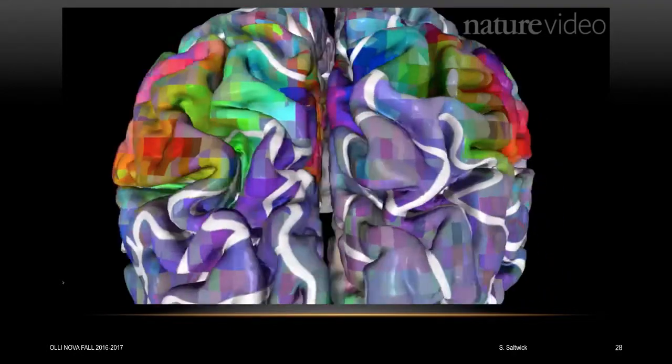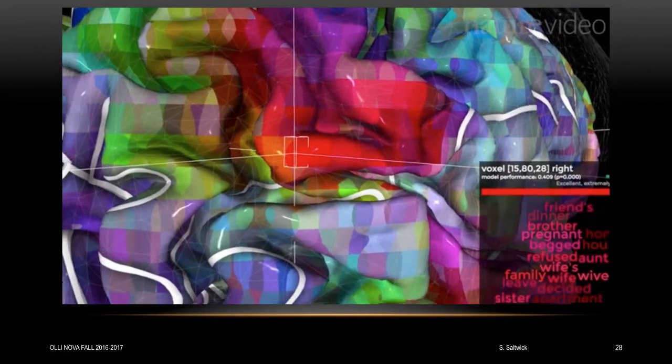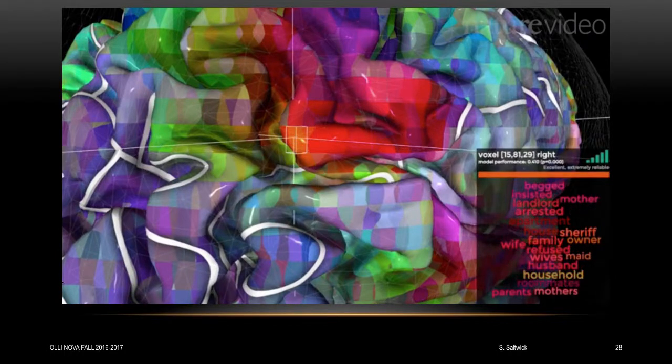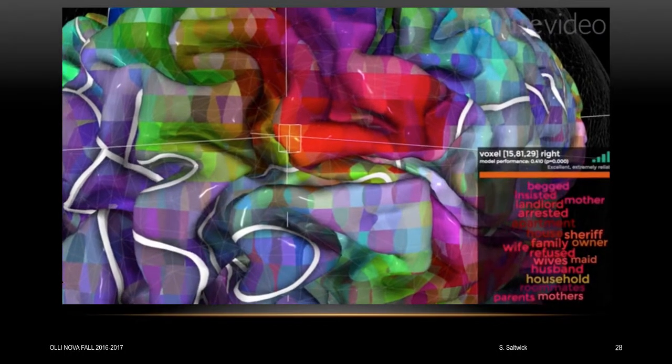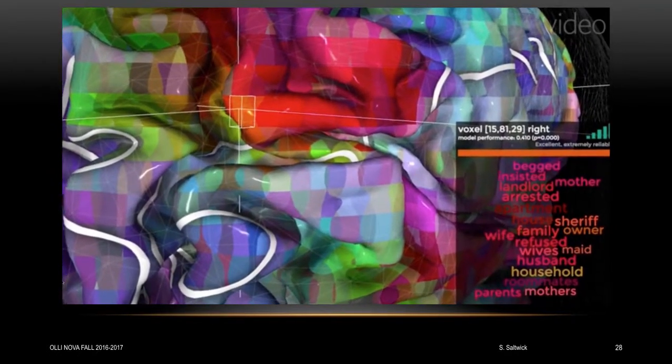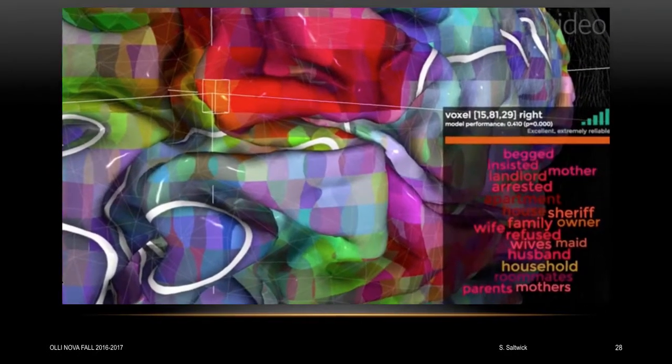Here in the right temporoparietal junction, this speck of brain, just a few millimetres across, was found to respond to words like wife, mother, pregnant and family. And this bit just next door responds to some of the same social words like family and wife, but also words to do with places and people, like house and owner.